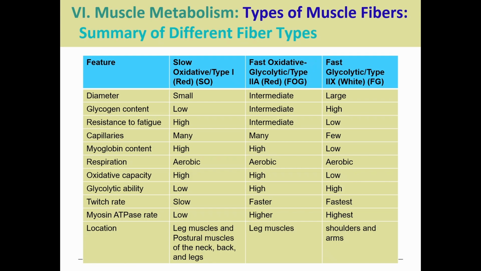I will just let you pause here to read through this. It doesn't make a lot of sense for me to read a table to you, but if you'd like to read this table, please pause, look through it, and understand it. It's comparing a lot of the things we just talked about: the size, fatigue, myoglobin content, twitch rate, where we find them, and the different types of muscle fibers from the slow twitch to the intermediate to the fast twitch.